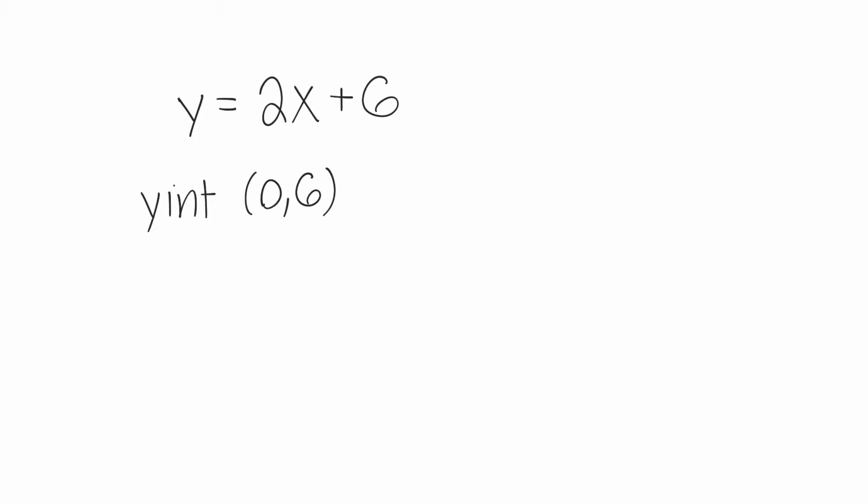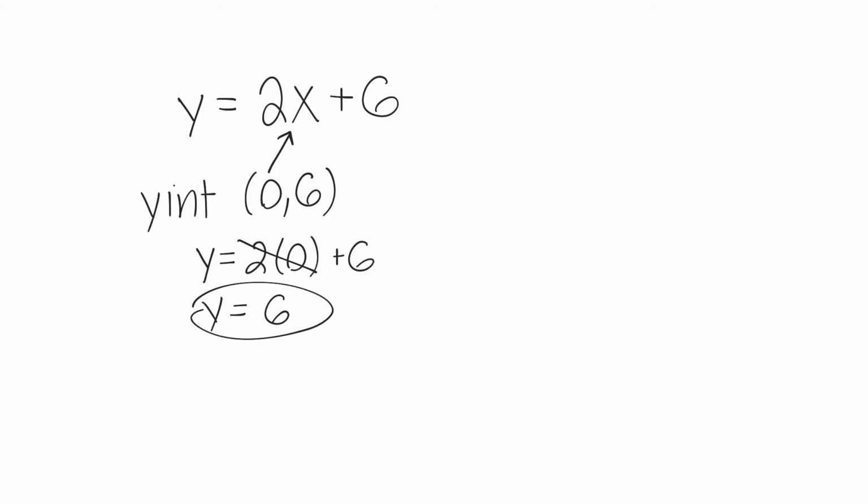That means if I give you this function, y equals 2x plus 6, you know that the y-intercept here is at 6. You know it's at (0, 6). And actually, the reason you know that is because if you substituted in a 0 here, you would say y equals 2 times 0 plus 6. Well, 2 times 0 is 0, so y must equal 6, right?